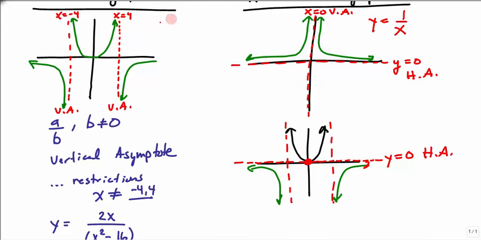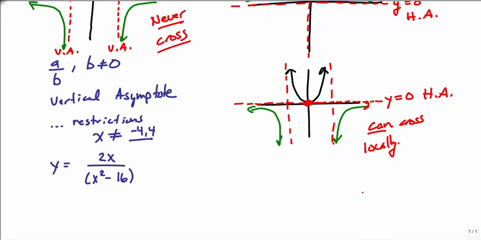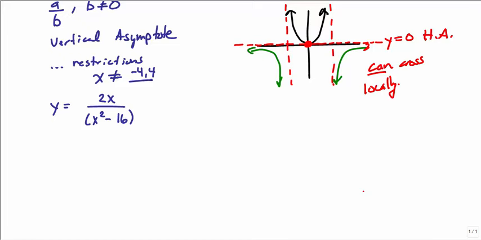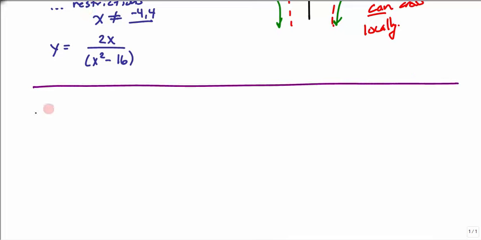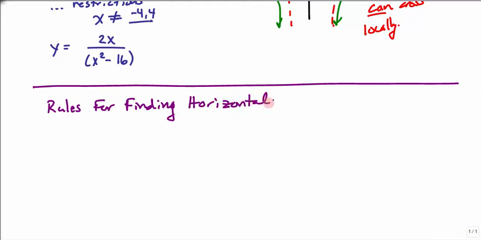Now notice I do cross this locally, meaning near the origin, but I do not cross this at extremes. So a vertical asymptote you never cross. A horizontal asymptote can cross locally, usually near the origin, but not at the extreme. So it can cross locally, but not as we go out toward infinity, in the positive or the negative infinity direction for x. Now we have some rules for finding horizontal asymptotes. Now the rules for finding horizontal asymptotes all have to do with the degree in the numerator and the degree in the denominator. We need to look at the highest powers. So this is the way these look.